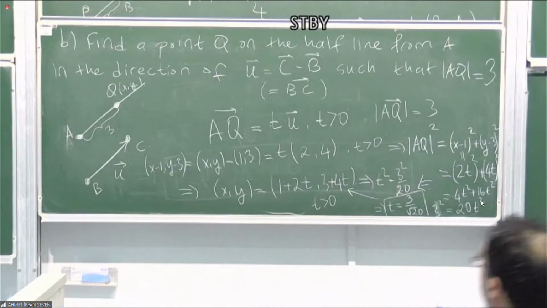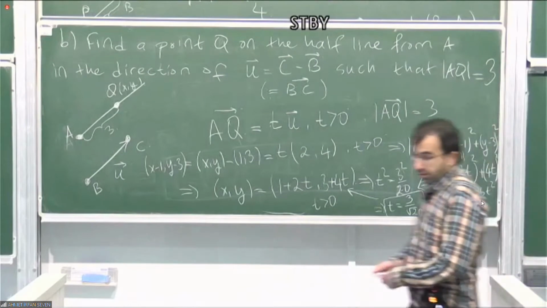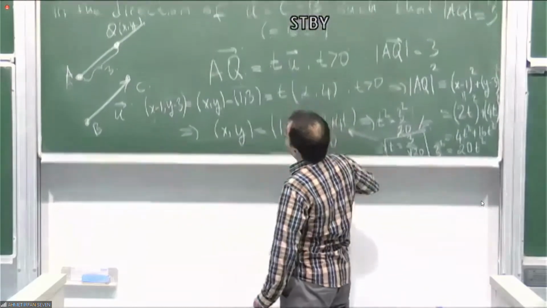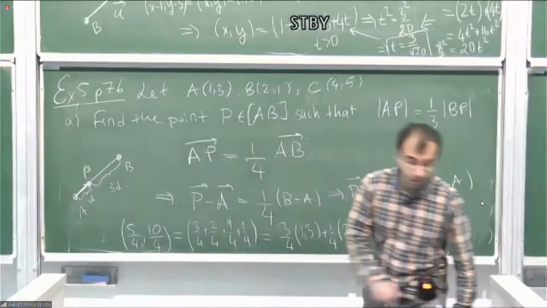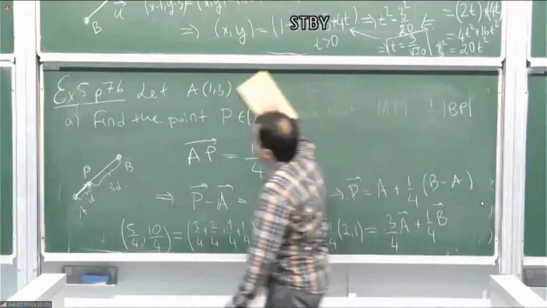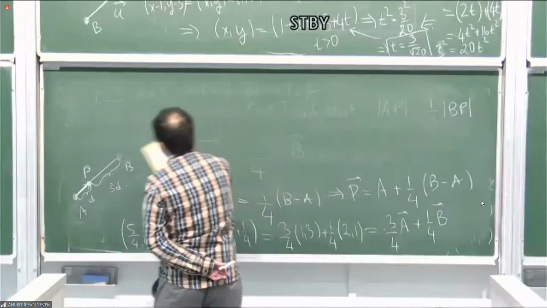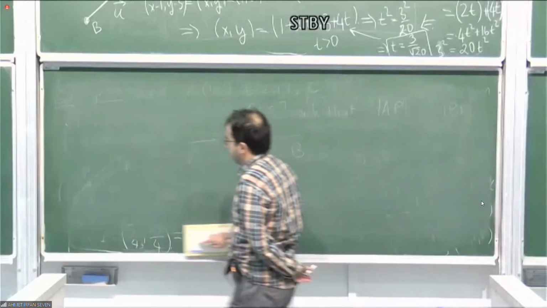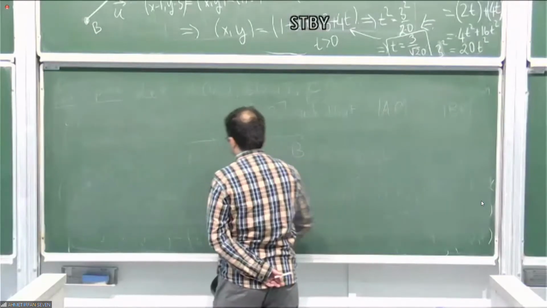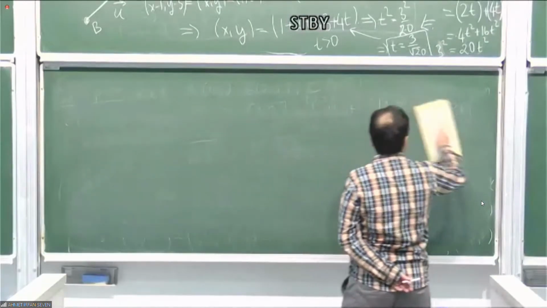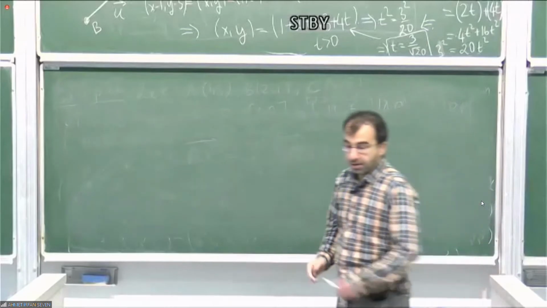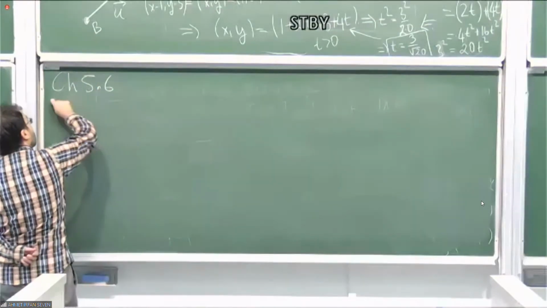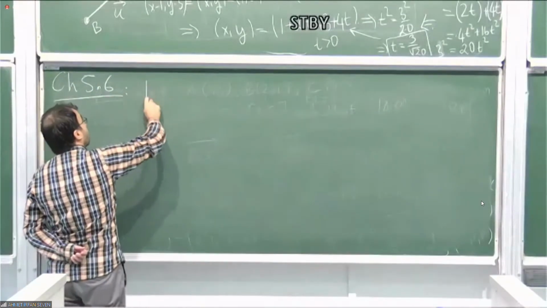Okay, let's now move to our new section. This is section 5.6, on planes in space. So we move one dimension up now. Lines are one-dimensional objects. Now we consider planes, which are two-dimensional objects, which may be new to you.